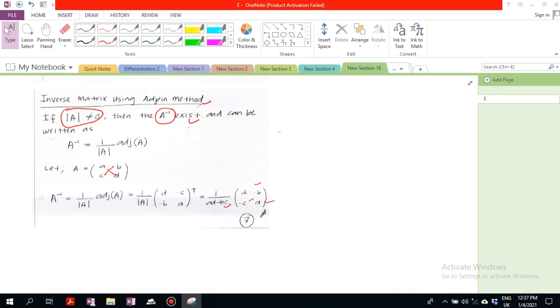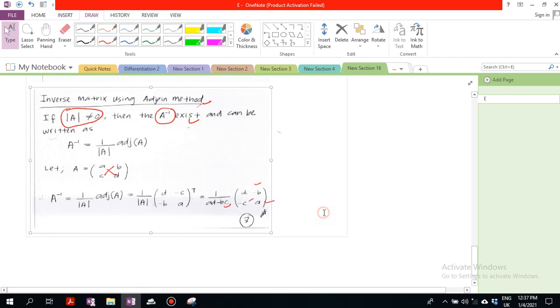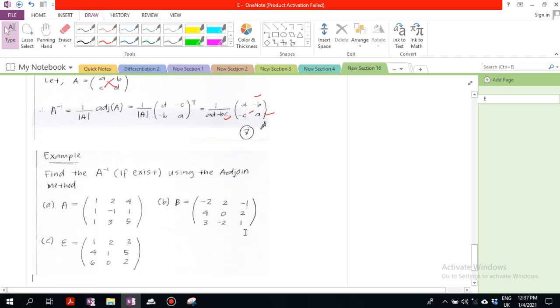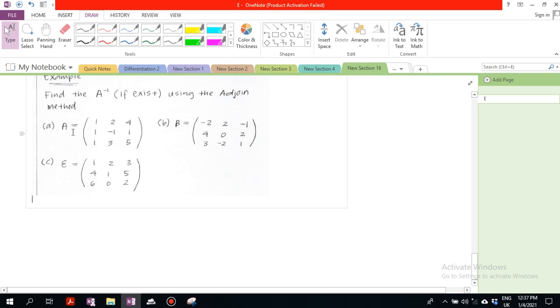So for example, before going to this example, okay, find the A inverse if it exists using the adjoint method. Okay, we go for A first. So solution for A.